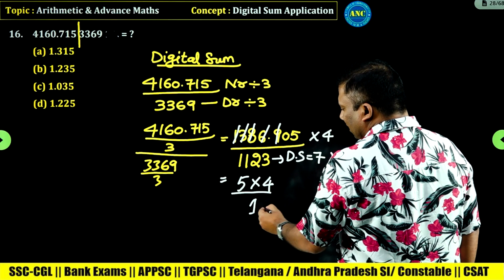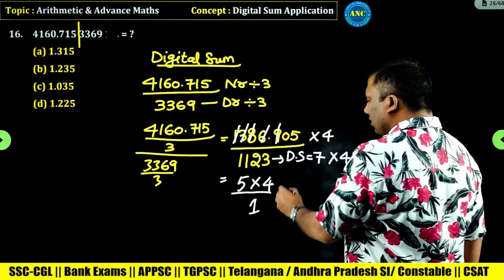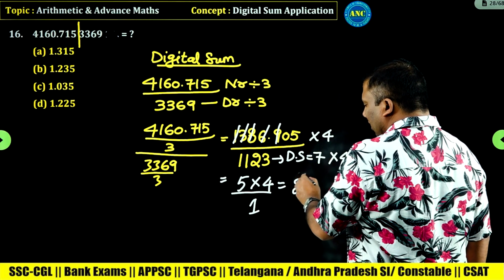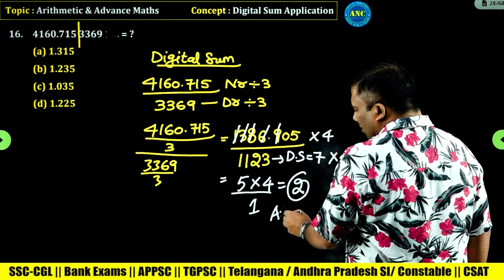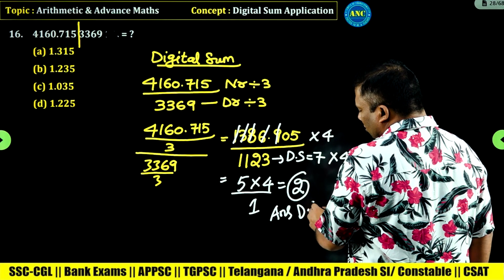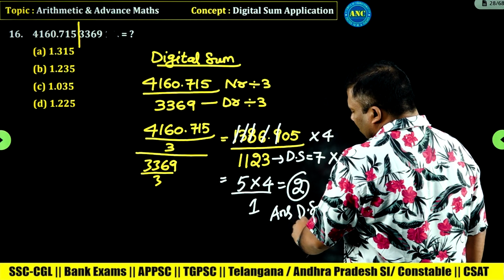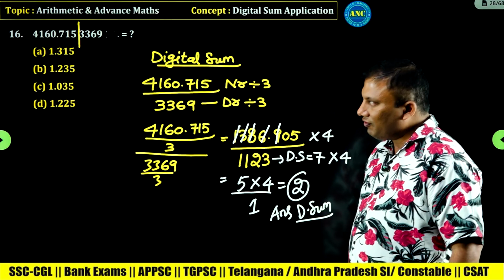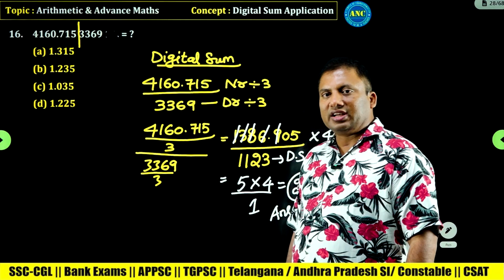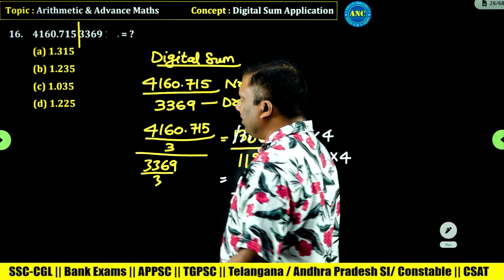7 4s are 28, 2 plus 8 is 10. 5 4s are 20, it is 2. That means the answer's digital sum is 2. Wherever the answer option's digital sum is 2, that will be the answer.